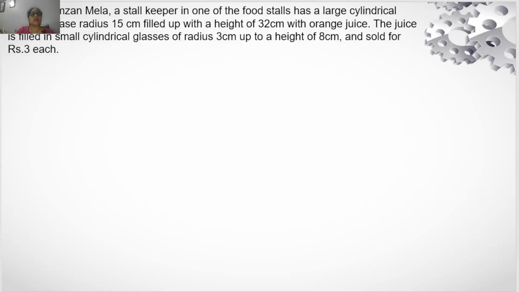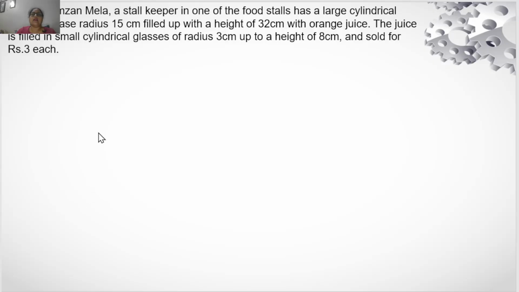The next question says, at a Ramjan Mela, a stall keeper in one of the food stalls has a large cylindrical vessel of base radius 15 centimeter filled up to a height of 32 centimeters with orange juice. The juice is filled in small cylindrical glasses.